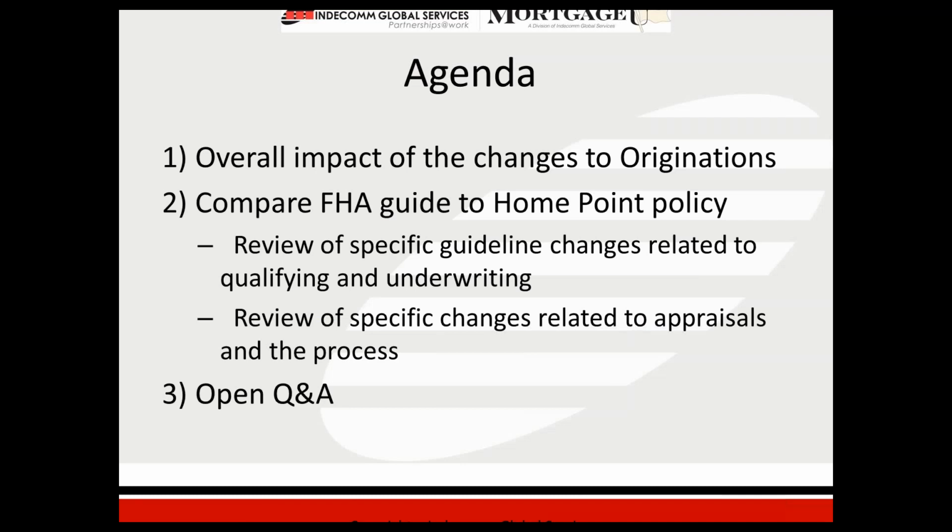The agenda for today, we will go over the overall impact of the changes to originations. Also, we'll compare the FHA guide, the new 4000.1 guide that is, to your HomePoint policy, which is available for you on your product matrices on your TPO portal. We'll review specific guideline changes related to qualifying and underwriting, and we'll also go through specific changes related to appraisals and the process.